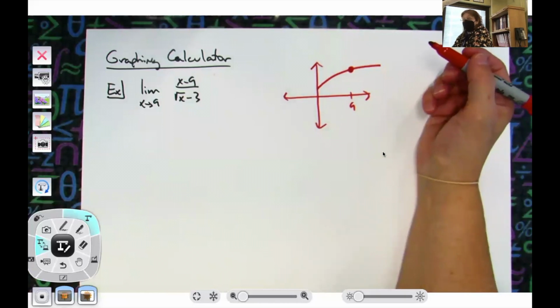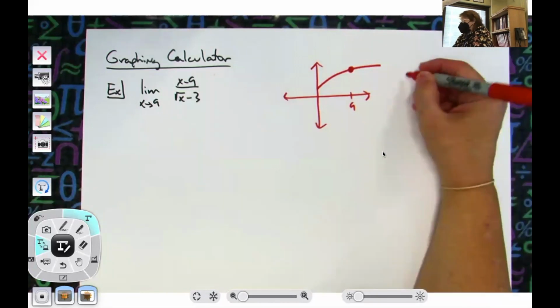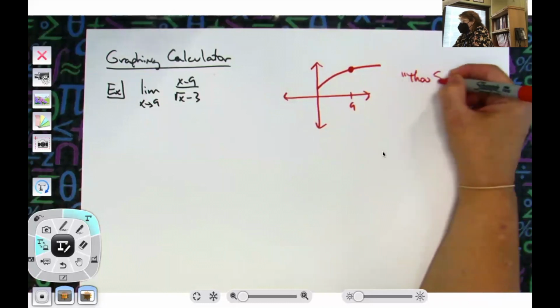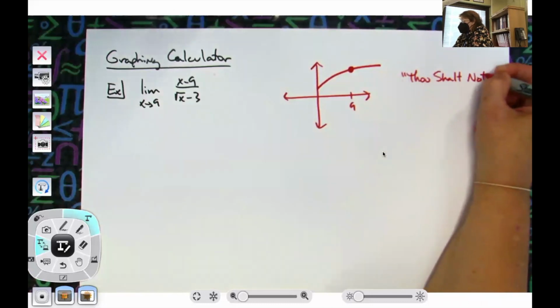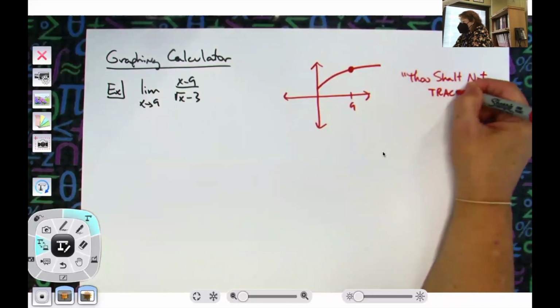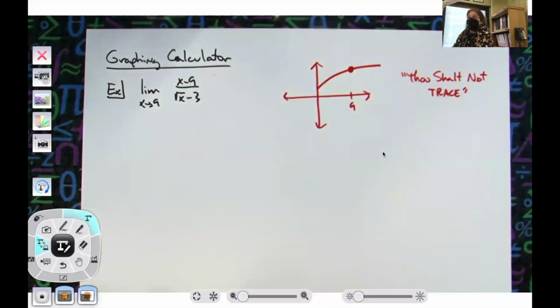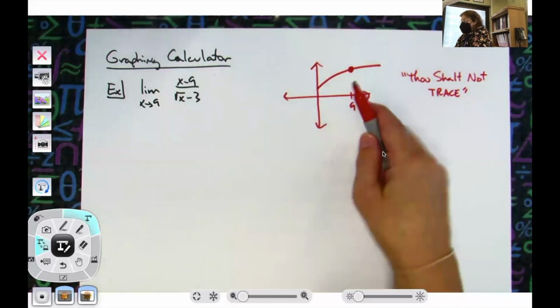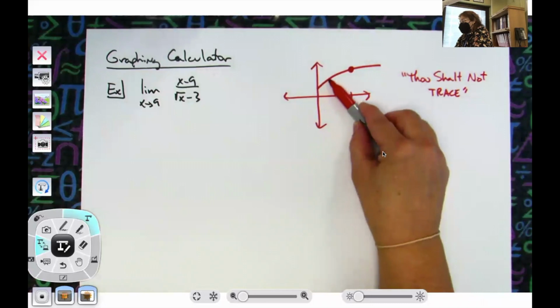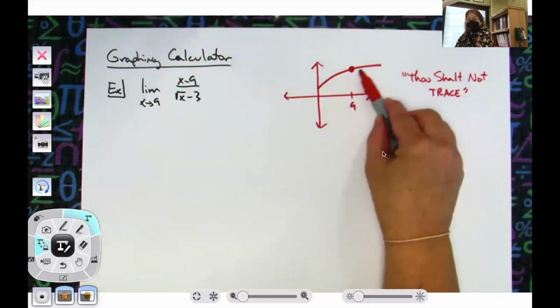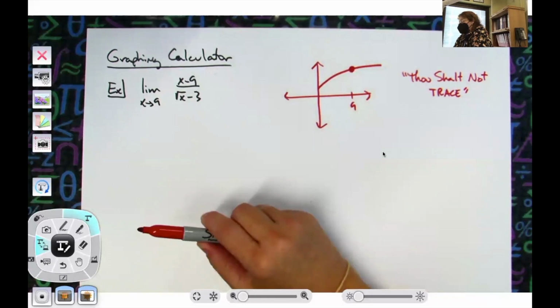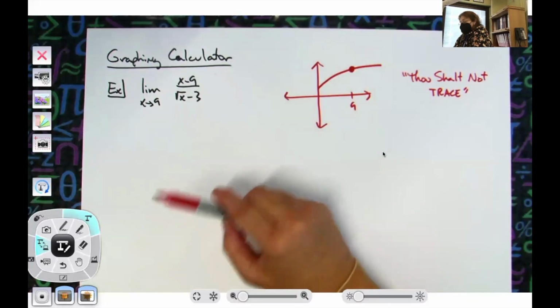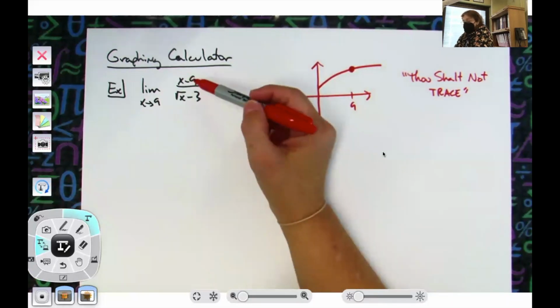We're going to have a rule in here that's going to say thou shalt not trace. Last year when I was teaching you the graphing calculator, I never even told you there was a trace button on there. Thou shalt not trace. We are not going to trace. If you have discovered that button on your own, your little cursor, you can just move along that curve and trace. We don't want to do that, because let's stop and think about this function.